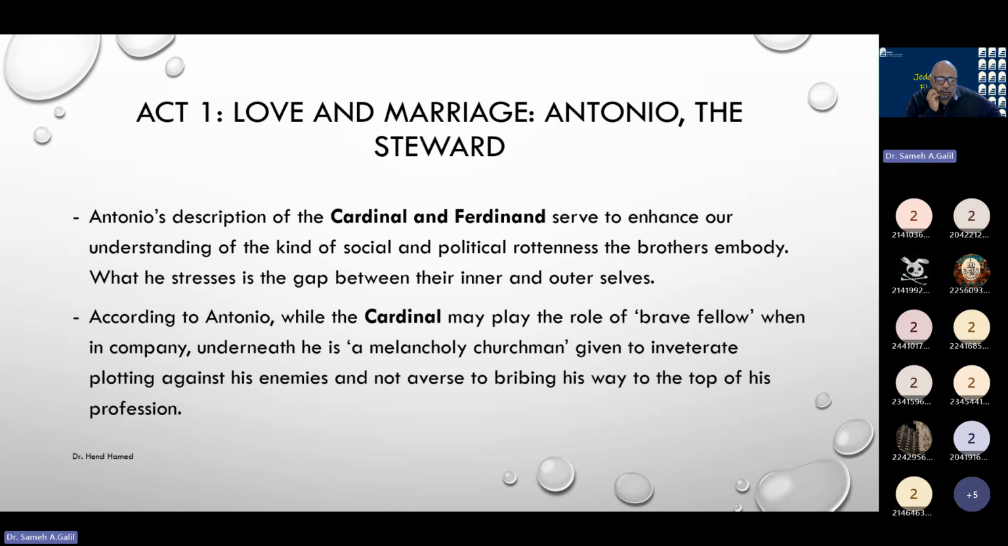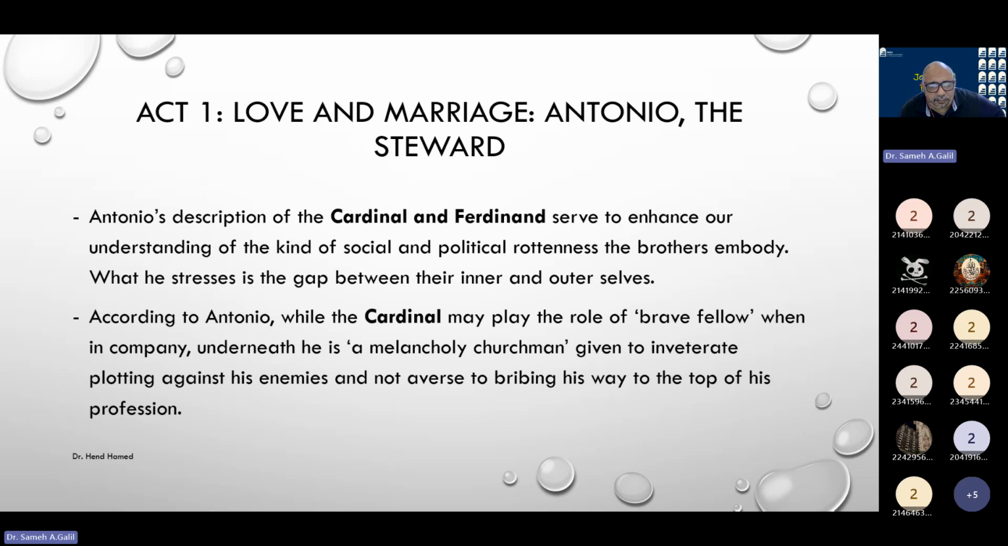And let's listen to what Antonio has to say about the Cardinal and Ferdinand. Again, he seems to be a very good judge of characters. He knows them in and out. He knows that those two brothers embody political rottenness. For him, the cardinal may play the role of a brave fellow in company, in front of people, but underneath he is a melancholy churchman given to inveterate plotting against his enemies, not averse to bribing his way to the top of his world. This is a very harsh judgment and assessment.